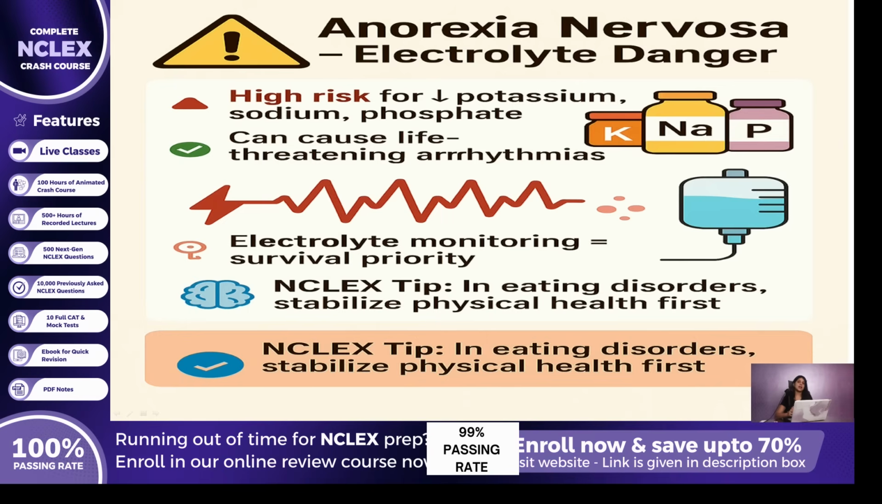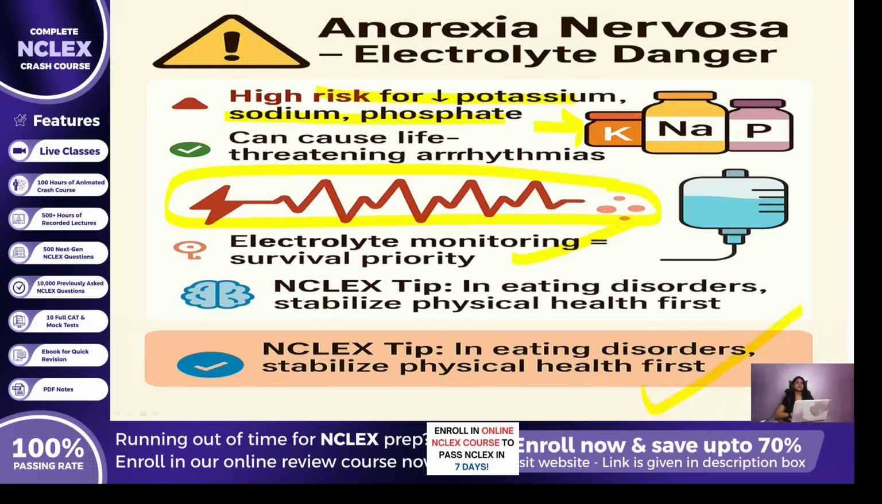Clients with anorexia nervosa are at high risk for life-threatening electrolyte imbalances, such as low potassium, sodium, or phosphate. These can lead to dangerous cardiac arrhythmias, making electrolyte monitoring the top priority for survival. NCLEX tip: in eating disorders, always stabilize physical health first. Electrolyte monitoring and cardiac safety come before psychological care.